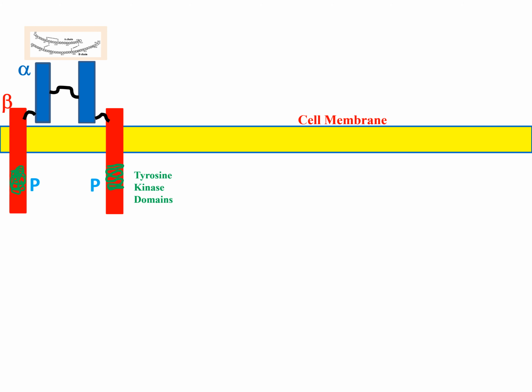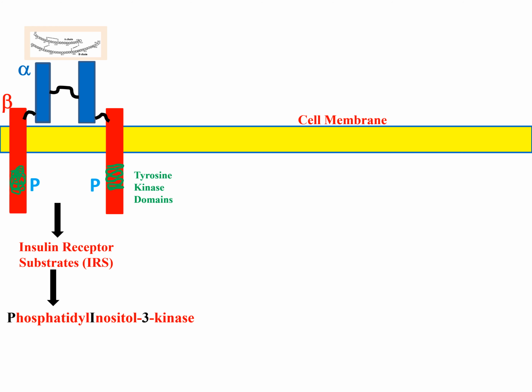Whenever we phosphorylate the tyrosine residues in the beta subunits, that will be leading to an activation of a specific protein inside the cytoplasm. That's what we call insulin receptor substrate. And that protein, whenever it is phosphorylated, will be activated, and through different steps will be leading to the activation of a specific kinase. One of them is phosphatidylinositol 3 kinase.